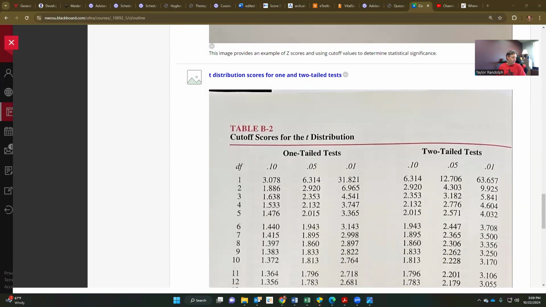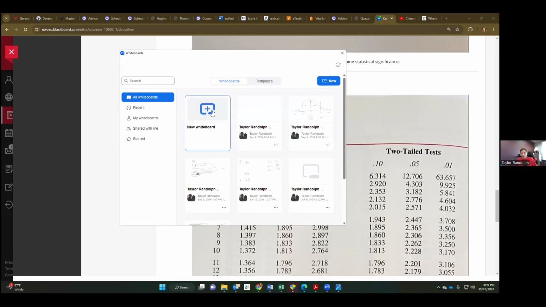So for instance, let me try to illustrate this as best I can from memory. This is a whiteboard share. Oh, is it going to go over here? It says it's loading my whiteboard. Let's try a new whiteboard.